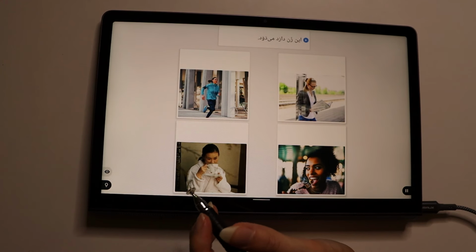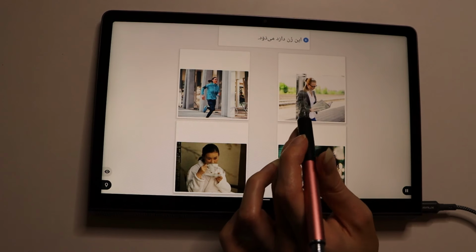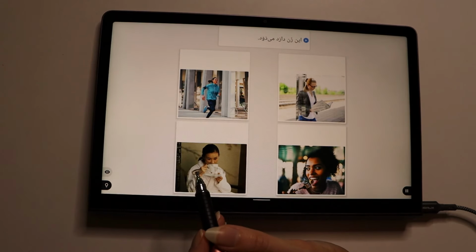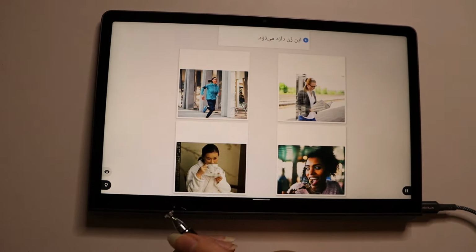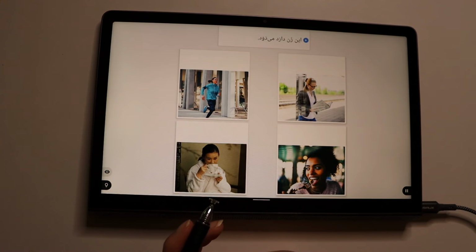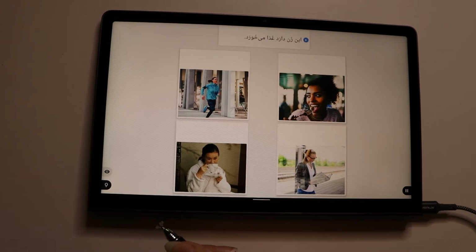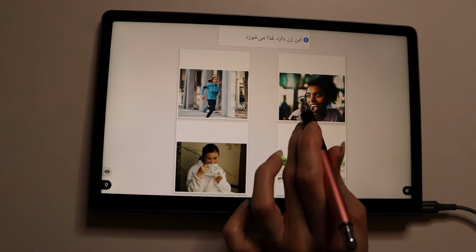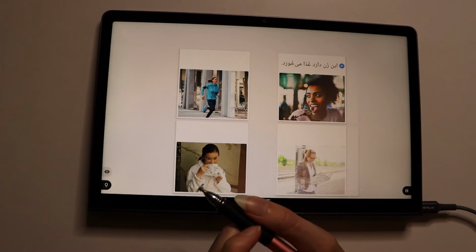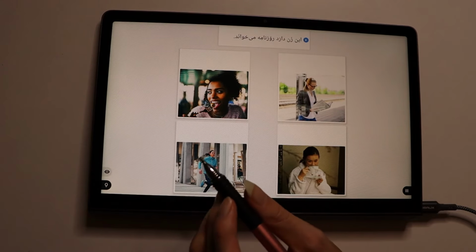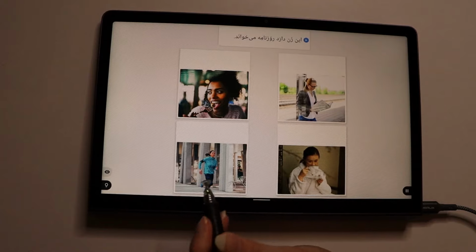Okay, this is the woman reads the newspaper. No. Oh, now I'm lost. Oh, I have no idea. Okay, I guess she is running. I'm just guessing. This was the eating, I think. This was the newspaper.